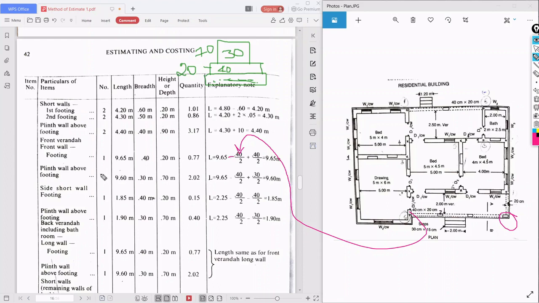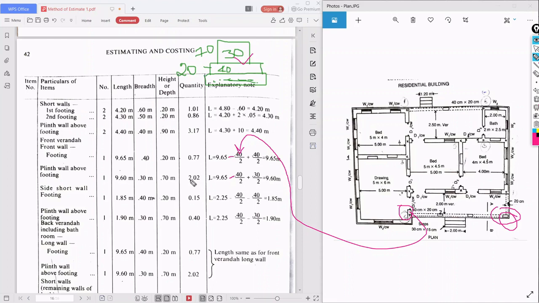So plinth wall above footing for the front veranda wall is what? 0.30 meters. See here, this one. Okay, so 9.65 minus 40 by 2 plus 30 by 2. Okay, 9.65 minus 40 by 2 is plinth wall. Okay, so here the plinth wall is what? 30 by 2. So plus 30 by 2. Okay, so you'll get 9.60. So 9.60, what is the breadth? 0.30. So what is the height? 70. Multiply, you'll get 2.02.